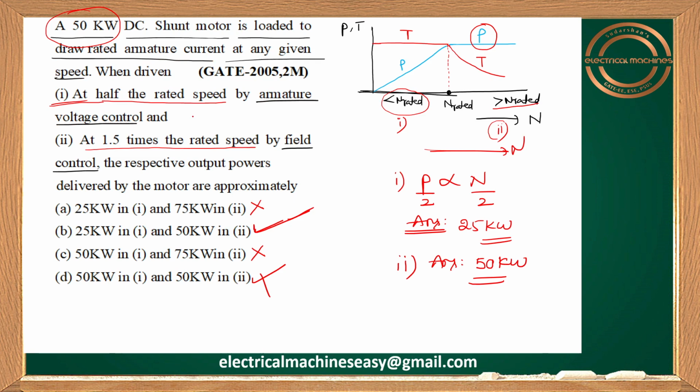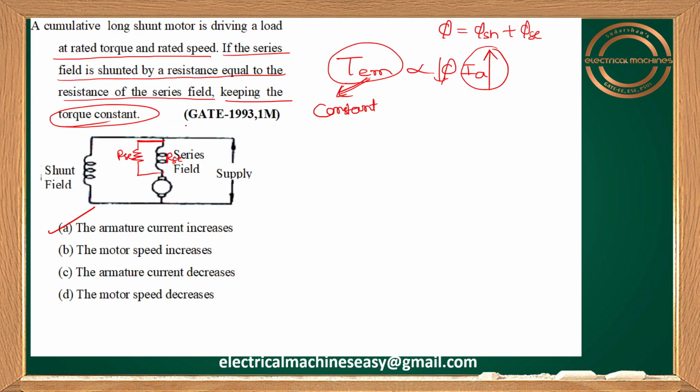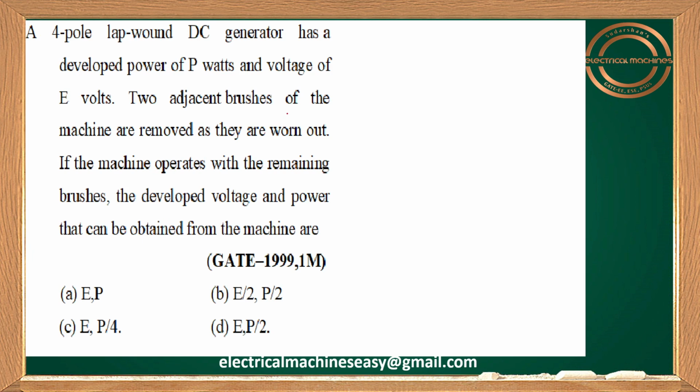So the previous question was asked in GATE 2005 for 2 marks. This question was asked in GATE 1993 for 1 mark. Let us see this question. A 4-pole lap wound DC generator, how many poles are given? 4. And it mentions lap wound. It's a lap wound DC generator. It has developed power of P watts.